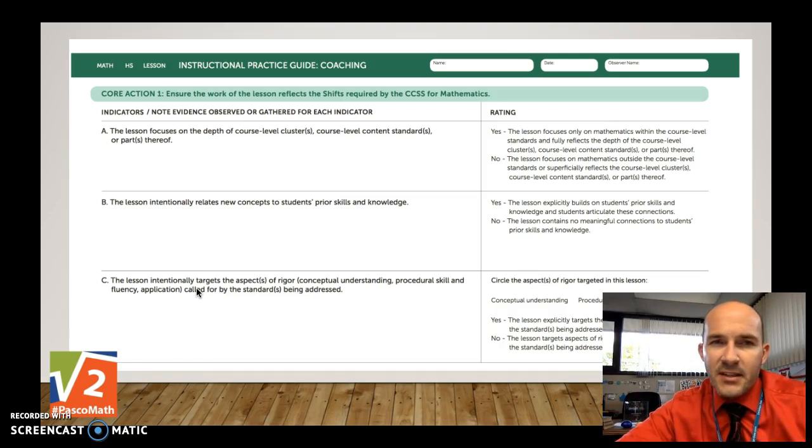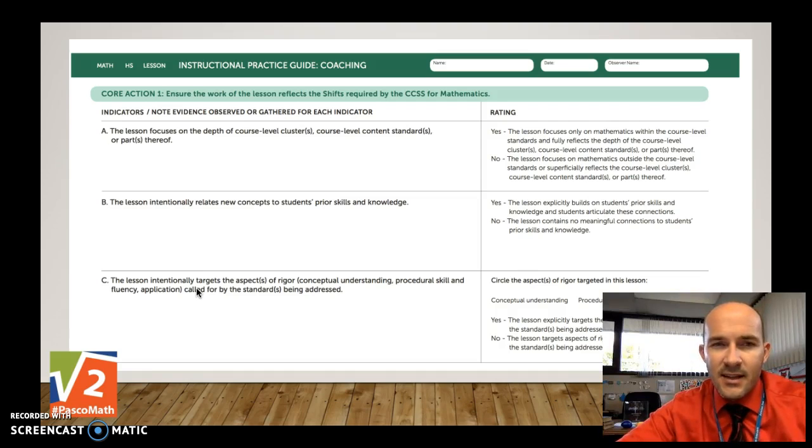The lesson intentionally relates new concepts to students' prior knowledge. And so again, that's a question you always should answer when designing a lesson. It's how am I going to leverage what they already know and make that connect, as well as plant some seeds for where it's going. And so coherence not only is looking backwards, but also looking forward.